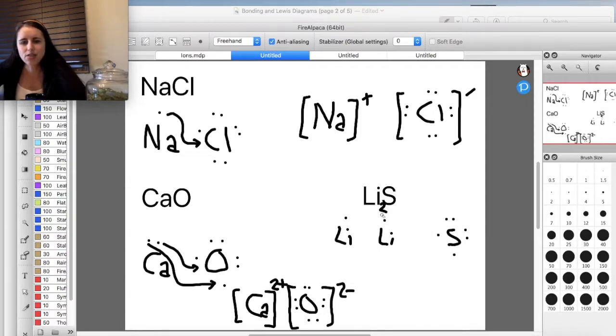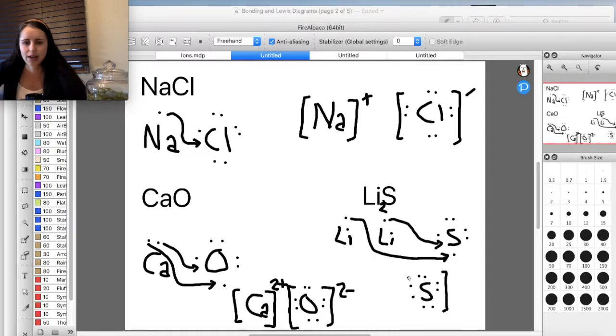So why is there a 2 here and why is there not a 2 over here? Well, look at how perfect this works out. Each lithium is looking to give up 1, and sulfur is looking to gain 2. So sulfur is going to gain an electron from here. Sulfur is going to gain an electron from here. And now sulfur is considered to be full. So sulfur now has a full valence shell.